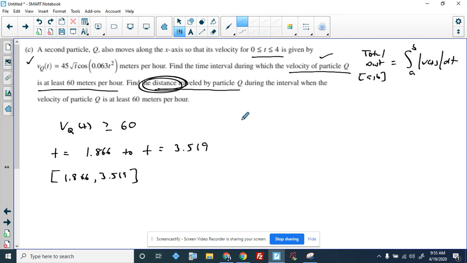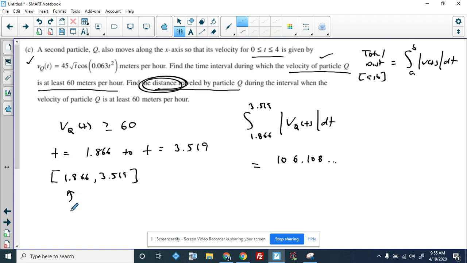So basically what I would be doing here is I would integrate from 1.866 to 3.519 of the absolute value of VQ of t dt. And this would be done in your calculator. That's how this problem was intended to be done. So that's like 106.108... Okay, meters. That's it.